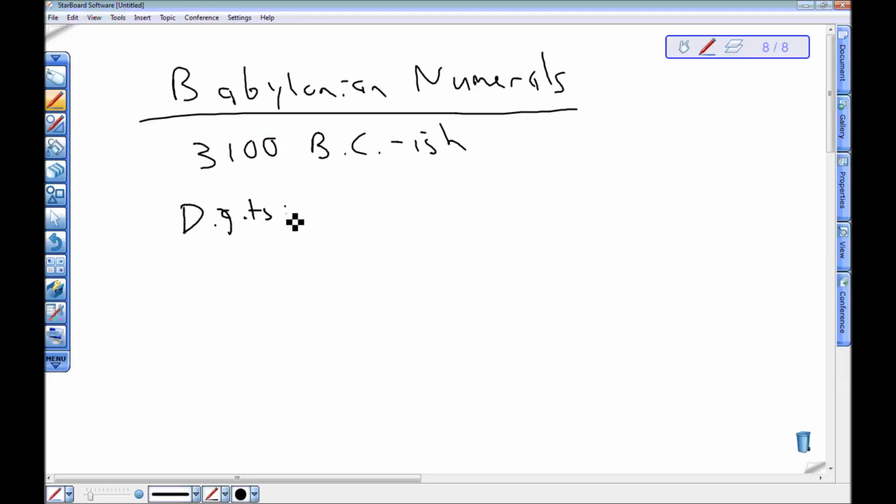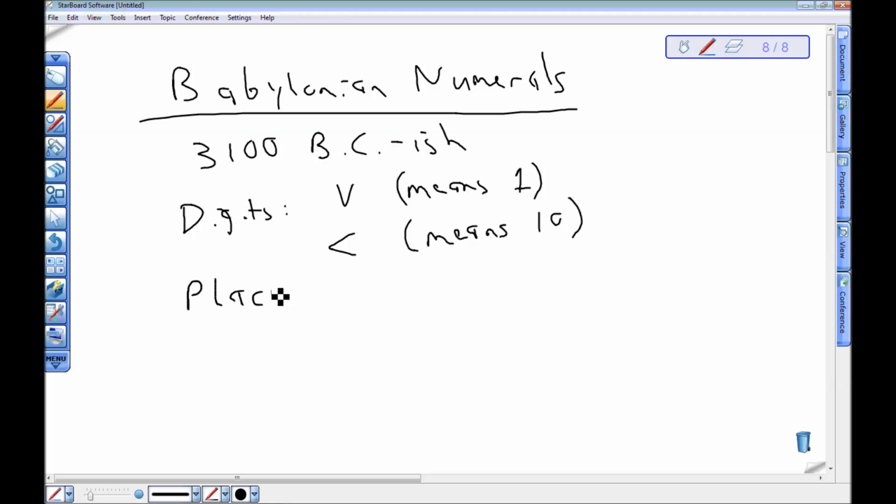For digits, they really just had two of them. They had this, which kind of looks like a V, which means one. By one, I mean one thing. And then they had a symbol like this, which they used to mean 10. Now, as the system went on and evolved, these individual digits got more and more elaborate. So if I wanted to write 2 or 3, which we'll do in a minute, it wasn't just a bunch of V's, but that's how we'll do it here. So just those two symbols were all they used.